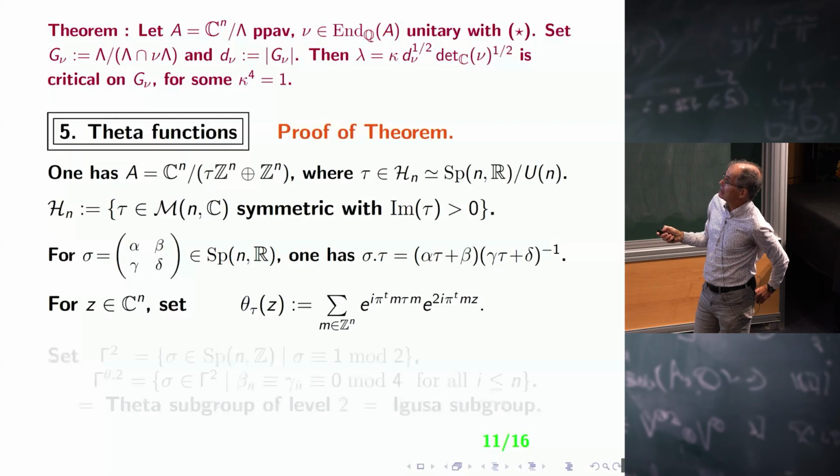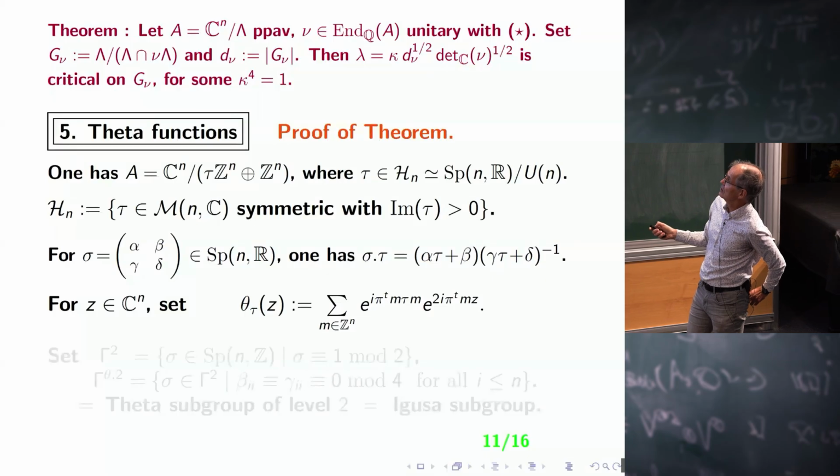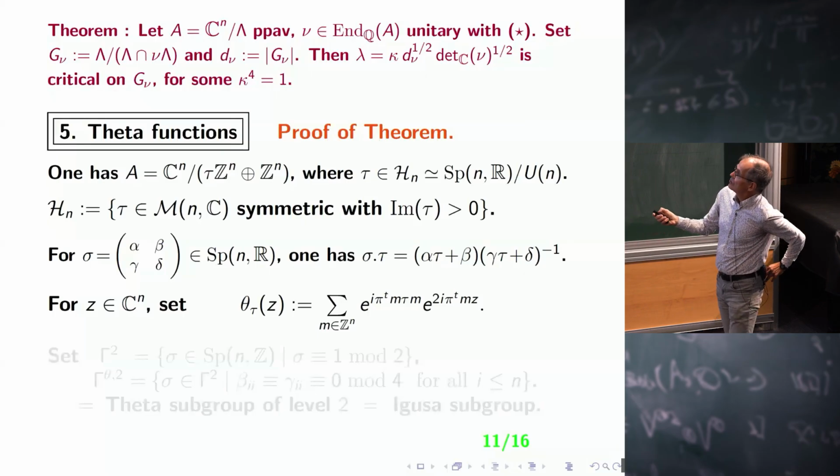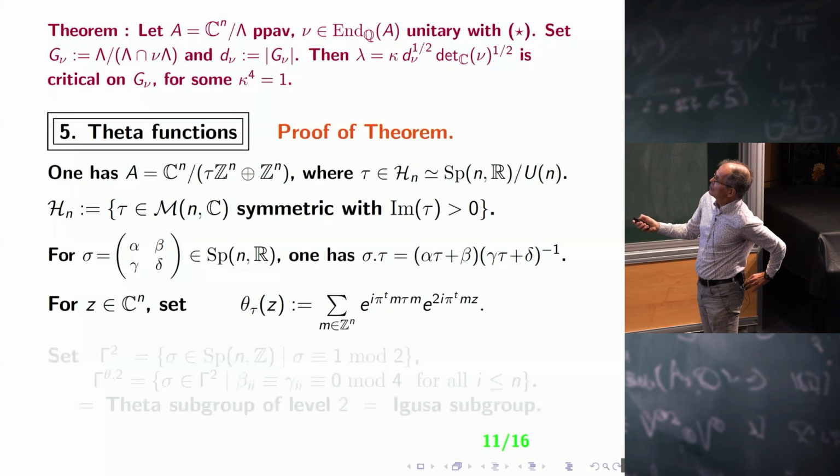They are periodic in Z^n. So this is why you can develop them in Fourier series. Here it's higher dimensional. I'm writing transpose m z, where z is an n-vector and m is an n-integer vector. So transpose m z means the sum of m_i z_i.